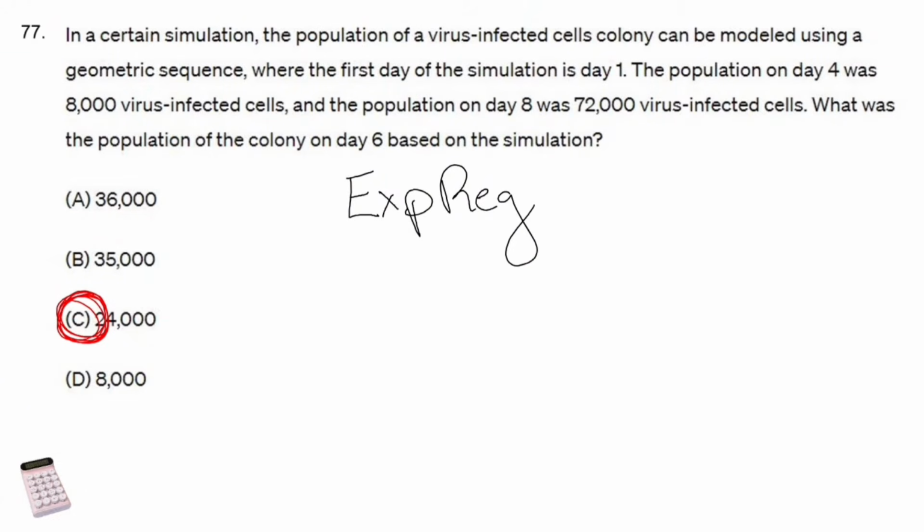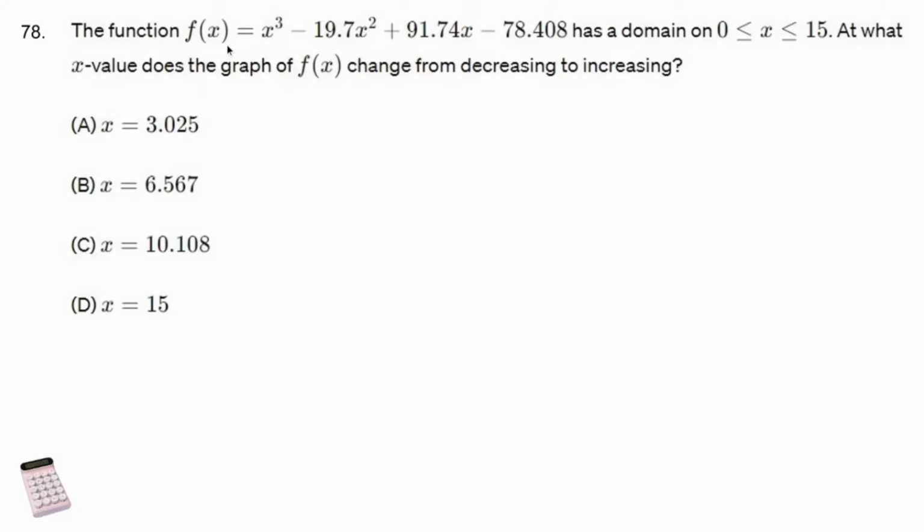Hope this helps. The function f of x equals x cubed minus 19.7x squared plus 91.74x minus 78.408 has a domain on x's in between 0 and 15 and including. At what x value does the graph of f of x change from decreasing to increasing?